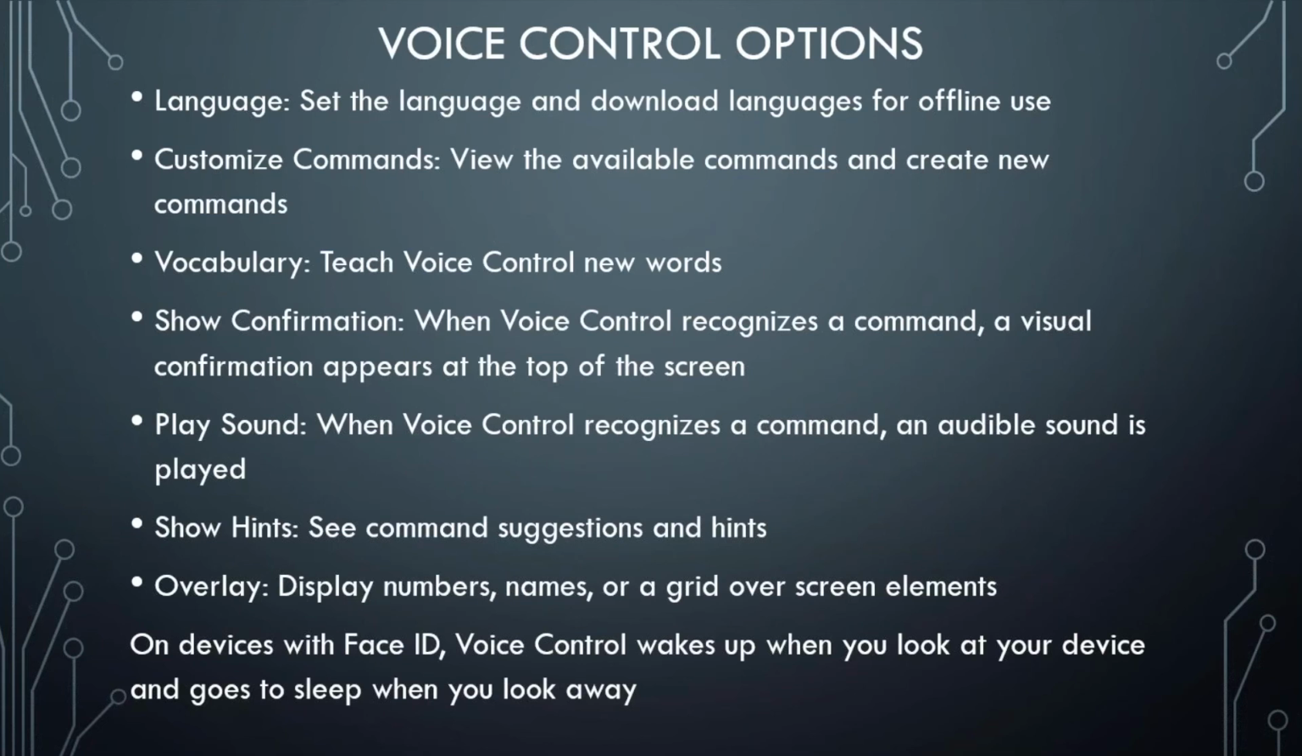So under voice control, you can set the language and download languages for offline use. You can customize the commands. That would be view available commands and create new commands. You can change the vocabulary, which would mean you teach the voice control new words. You can show confirmation. That would be when the voice control recognizes a command, a visual confirmation appears on top of the screen. You can have it play a sound. So when it recognizes a command, an audible sound would be played. You can have it show hints. That would mean that it shows you what commands are available and it gives you suggestions as you're maybe starting to say a command. You can have an overlay that would display numbers, names, or grid over screen elements. And if you have a device with Face ID in the operating system, voice control wakes up when you look at your device and goes to sleep when you look away from your device.